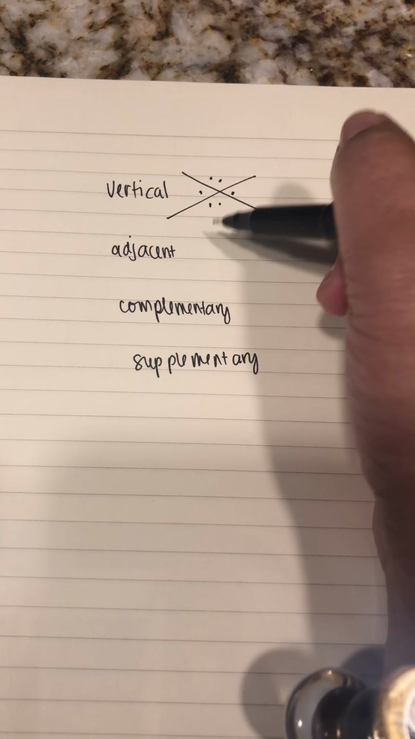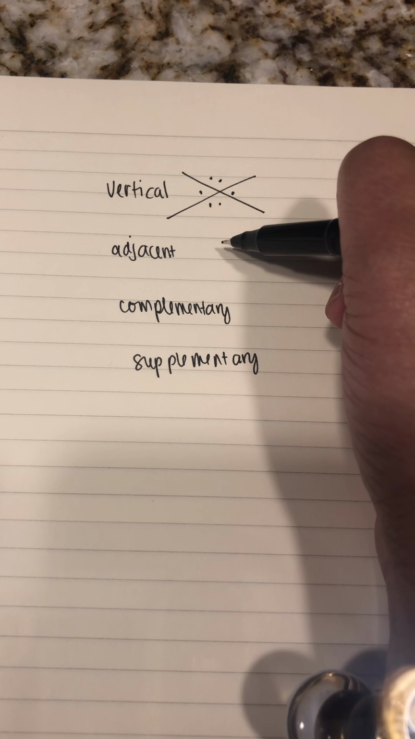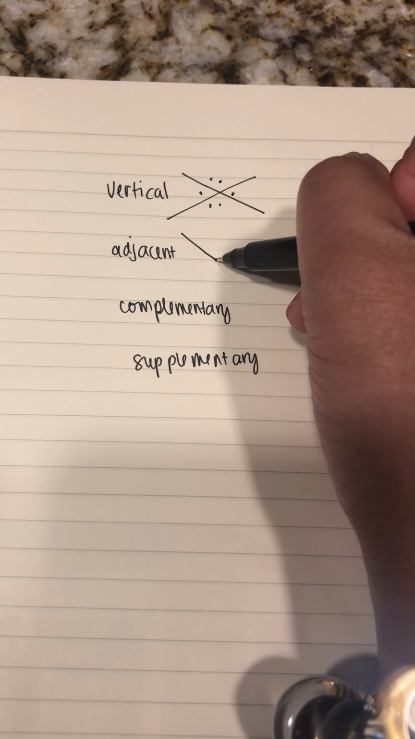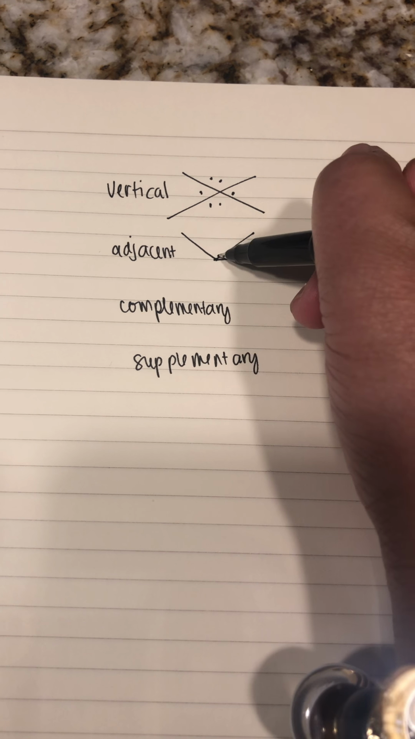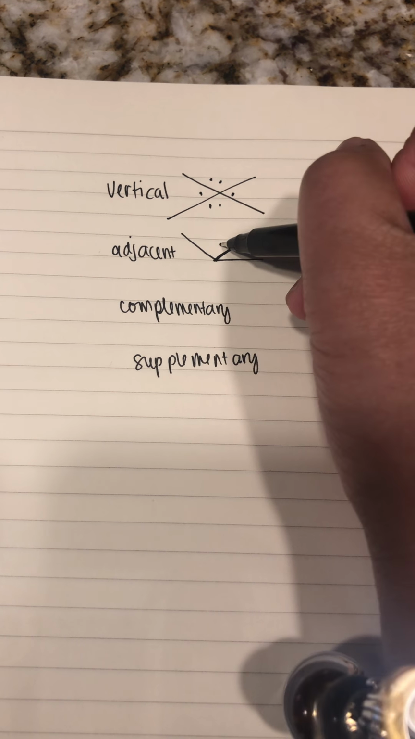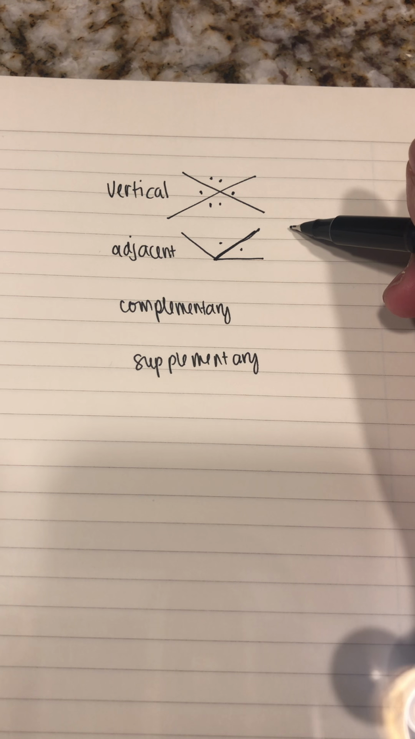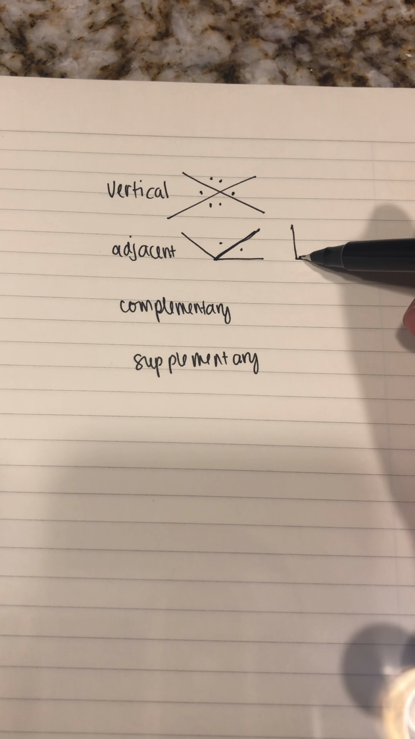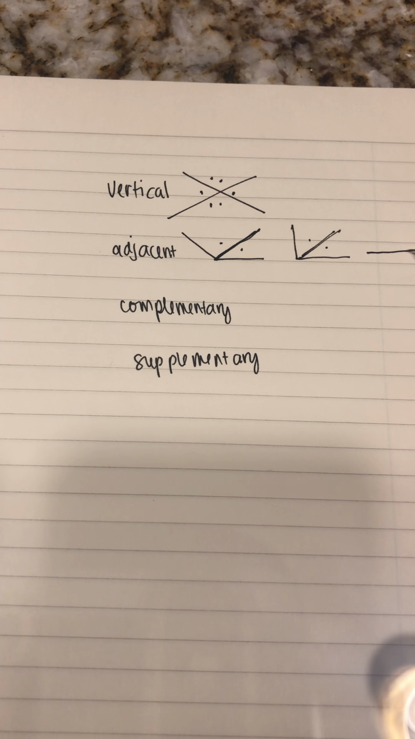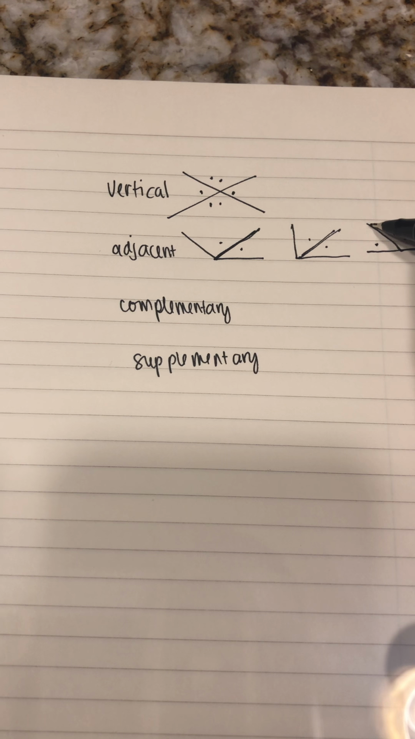Okay, and then adjacent is when these 2 angles are sharing the same side. So for example, like this. So they're sharing this side. This is their common side. So this angle is adjacent to that angle. You can do it this way as well, as long as they're sharing the same side. We can even have it that way. And this angle here is adjacent to this angle here.